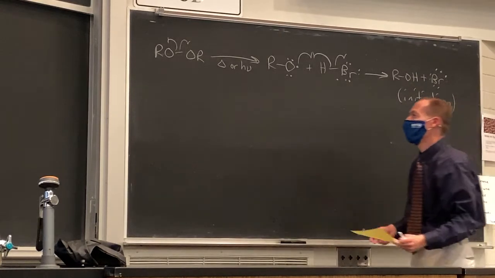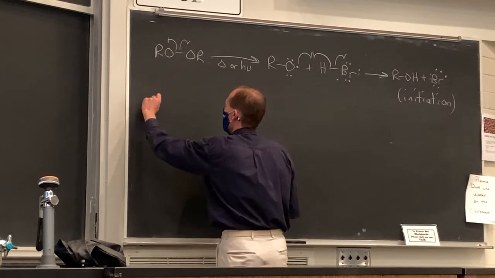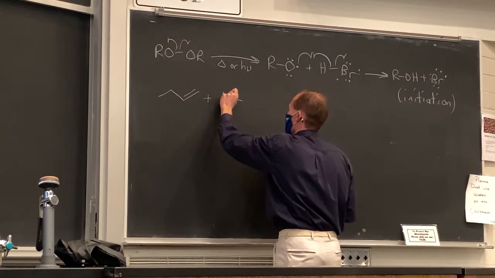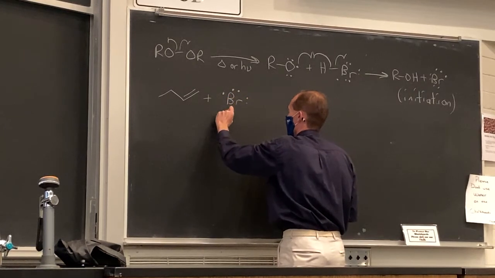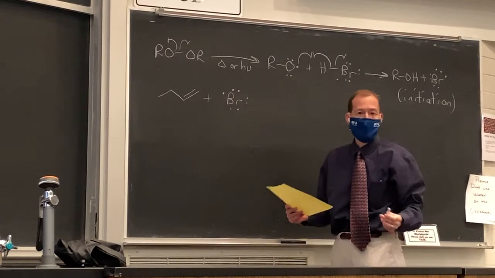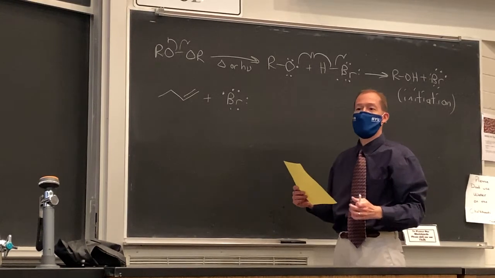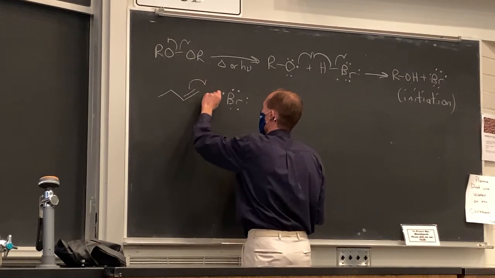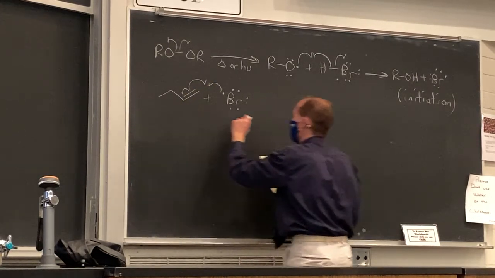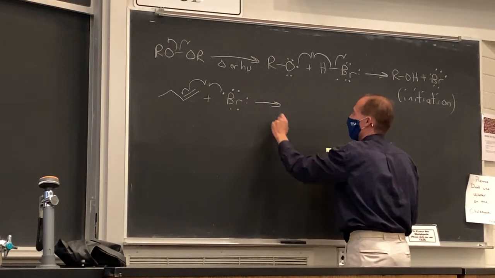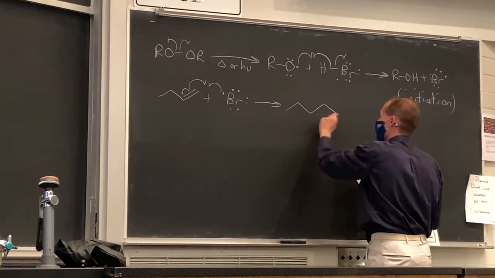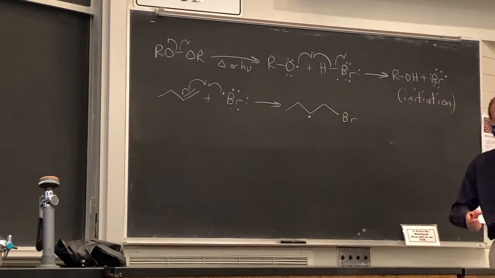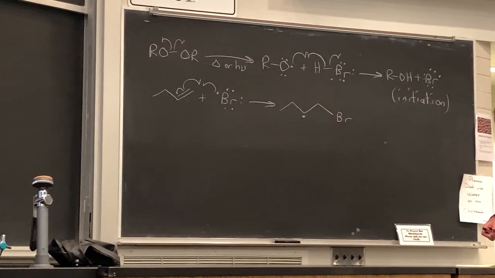So once we have our bromine radical, that is able to add to our alkene. Okay? Remember we said that radicals tend to do two things. They either abstract hydrogen atoms or they add to an alkene. In this case, we're adding our bromine radical to an alkene, and that is going to generate an alkyl radical.